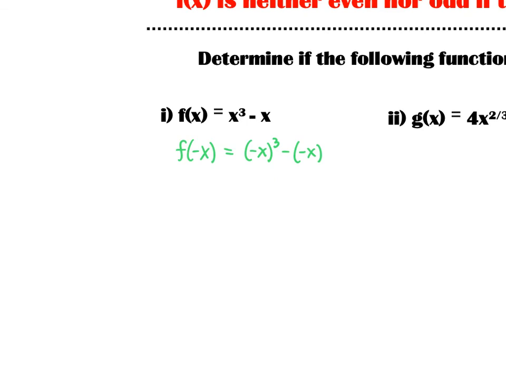Okay, now let's simplify that right side. If I cube a negative x, I get negative x cubed, because negative 1 cubed is negative 1, and x cubed is x cubed. Likewise, in the second portion, if I distribute a negative onto a negative, I get a positive x. Well, clearly this is not equal to f of x, right? You can tell, right? The sign here was positive, the sign here was negative, and that doesn't match up. So at this point, I know that it's not even. So it can either be odd or it can be neither.